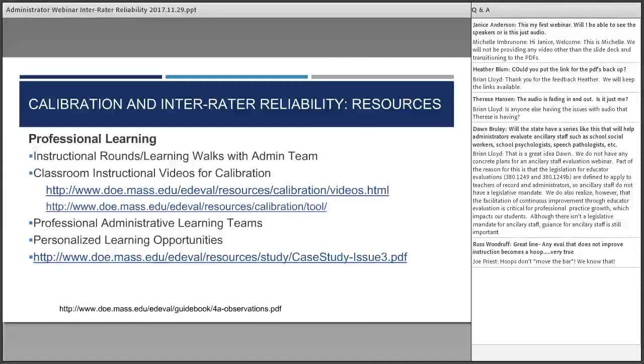So the downloadables that we did provide for you, these would be noted as example A and B. So if you'll go ahead and pull those up right now, we'd like to share those out with you.